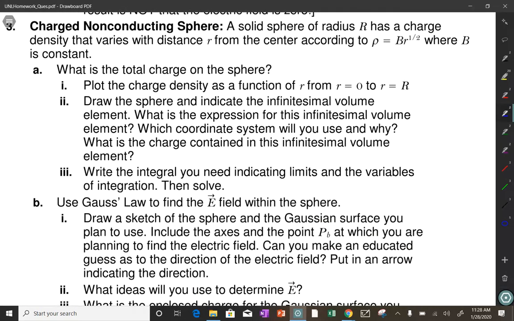Now, charged non-conducting sphere. This one here is very much like the homework problem you've already done, right? The difference here is its rho is B square root of R. I think it was B times R in the homework problem that you had to do on the computer. I think so too. That we went over. Yeah, and I still have that sheet.